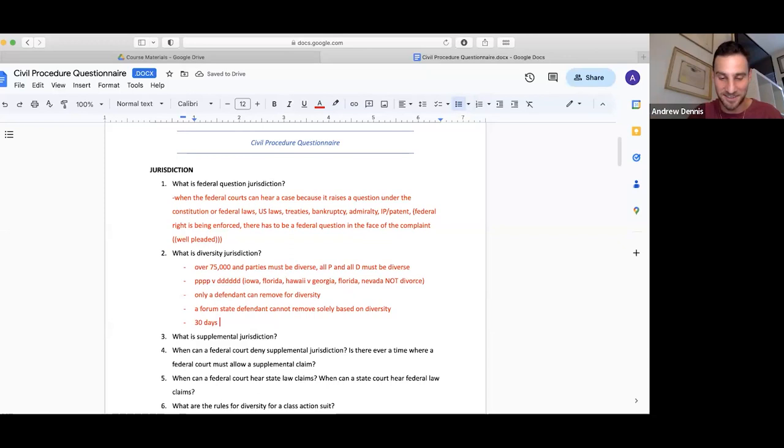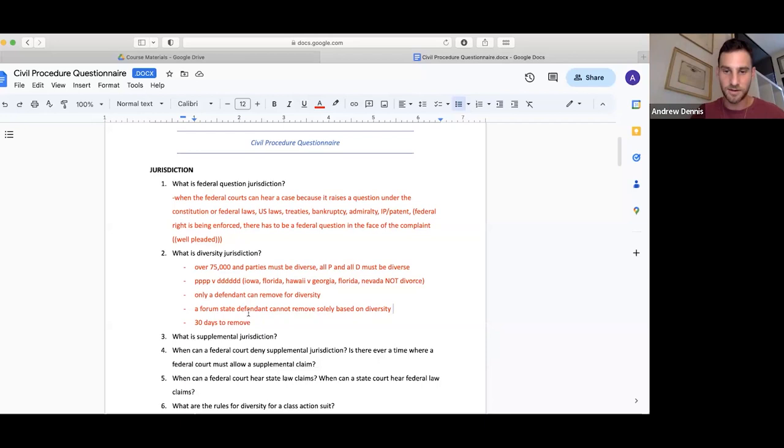30 days to remove. Now let's think about this. A sues B. A is from Florida. B is from Georgia. And they sue in state court in Georgia. Now B says, wait a minute, we're diverse, A's from Florida, I'm from Georgia, the amount in controversy is $90,000, everything is good, let's remove it, let's go up to federal court in Georgia. That's fair, right? I'm a defendant, I'm choosing to remove from Georgia to the federal court in Georgia, based solely on diversity. That's cool, right?